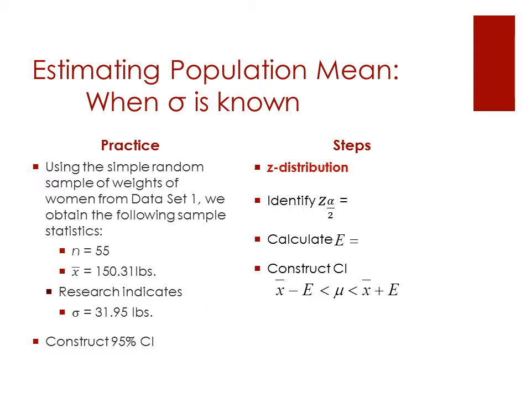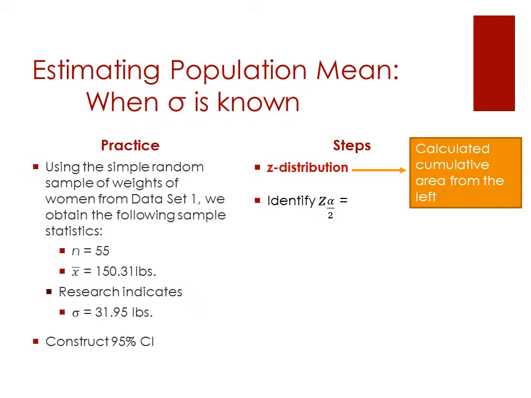So here we have our Z distribution. Now we're going to identify our Z critical value, and then we're going to plug that in to calculate our margin of error and our confidence interval. So most of this is the same, but the key part that's different is how you use the Z distribution table to identify your Z critical values. So let's pay attention to that now.